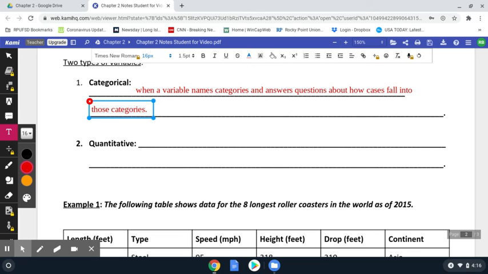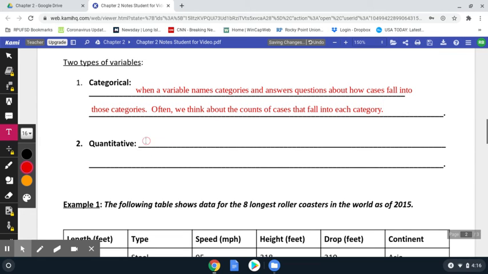So what we want to add here is that often we think about the counts of cases that fall into each category. So those are two things that work very well together when we're talking about categorical variables: how they're developed, what they are, what they do, and how we think about them.